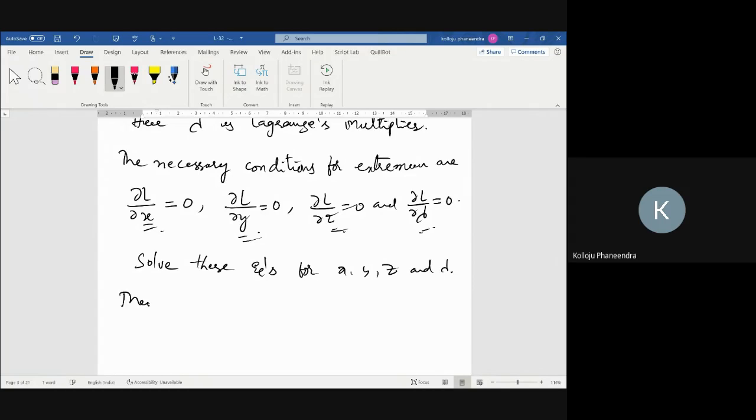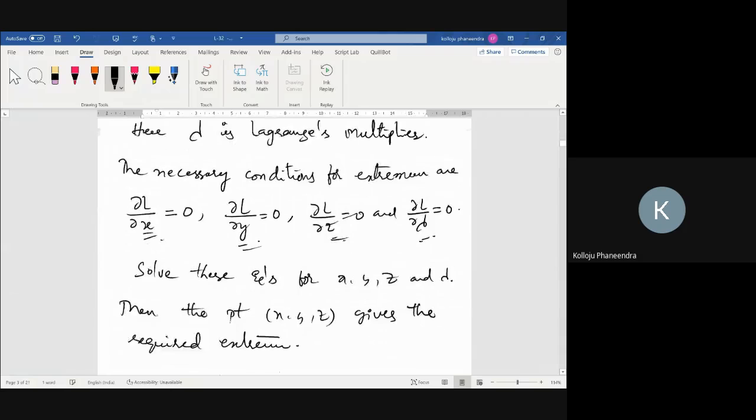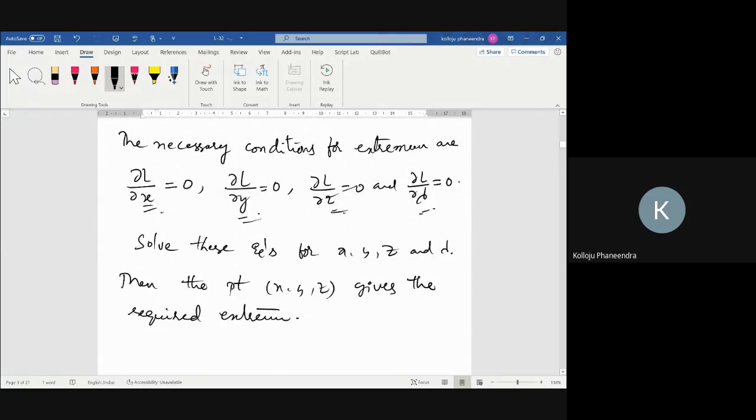Then the point X, Y, Z gives the required extremum. That is minimum or maximum. And there is no condition like r greater than 0 or less than 0. Not at all.